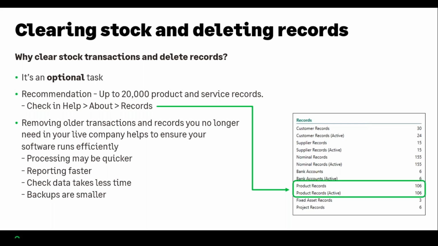Also, removing your older transactions and records that you don't need in your live company can decrease the time it takes for you to find certain records. So you're not wading through old information, looking at annoying old records, thinking, why is that still there, in order to find that relevant bit of detail that you need. Your backups are going to be smaller, they're going to take up less space, and your archive process is going to be quicker as well.